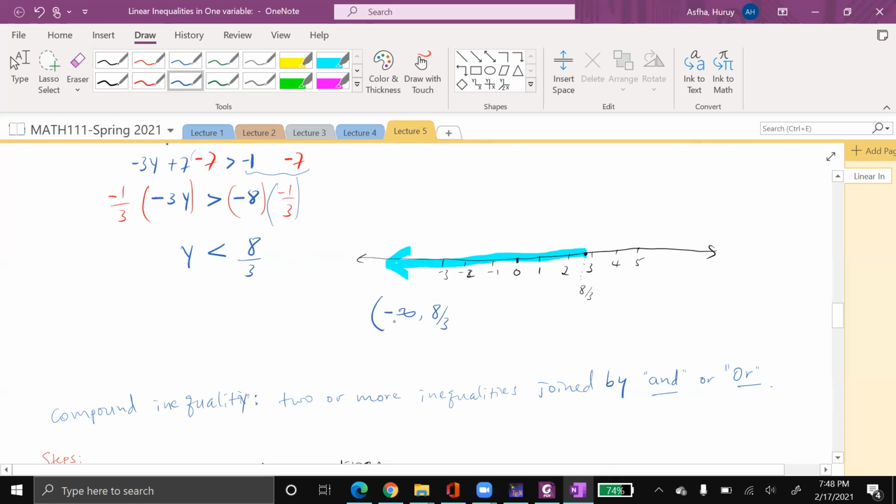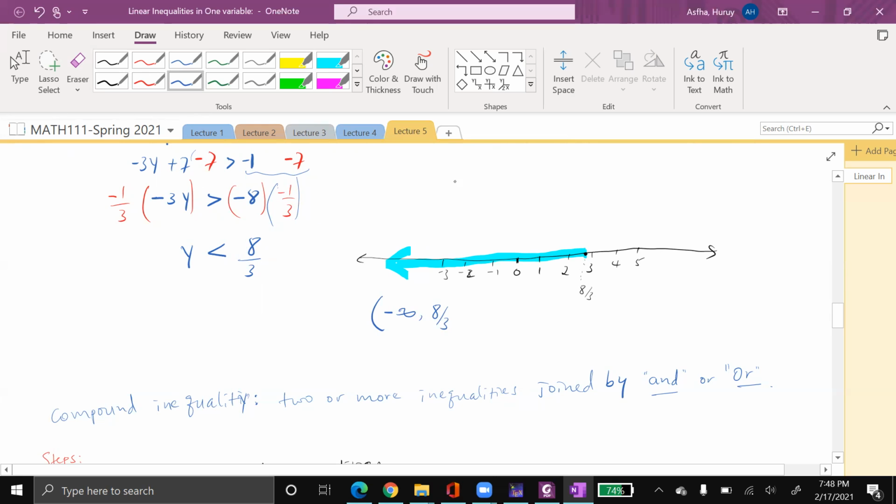Always put a parenthesis with infinity or negative infinity. And with this one, we don't have an inequality, right? So 8 over 3 is not part of the solution. But the number next to 8 over 3 to the left is part of the solution. Now, we don't know what that number is, because there are millions of numbers between 8 over 3 and the next. So we cannot tell exactly what that number is.